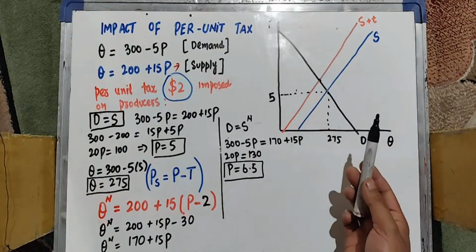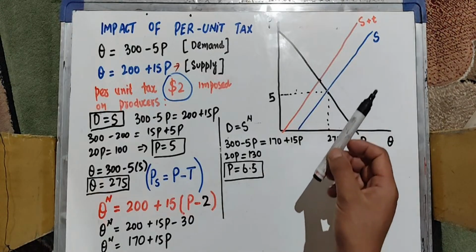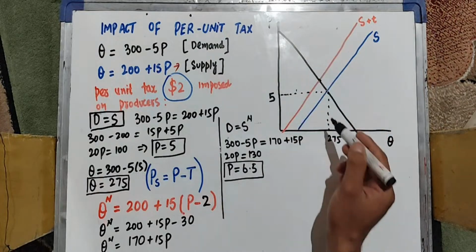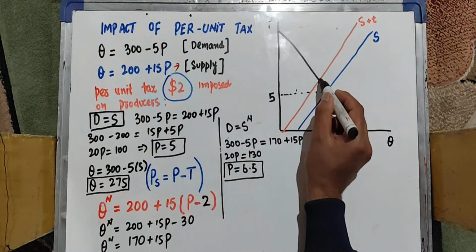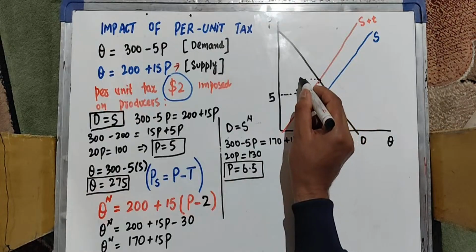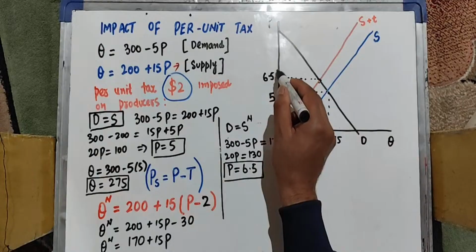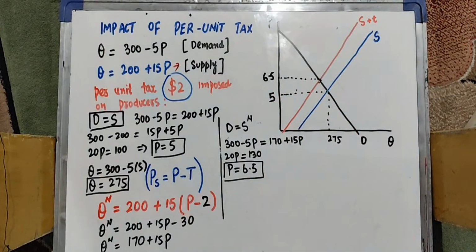So after the imposition of tax, the marginal cost will increase. That means the supply curve will shift towards the left, and we will have a new market price of $6.5. Now what will be the corresponding quantity supplied or demanded?